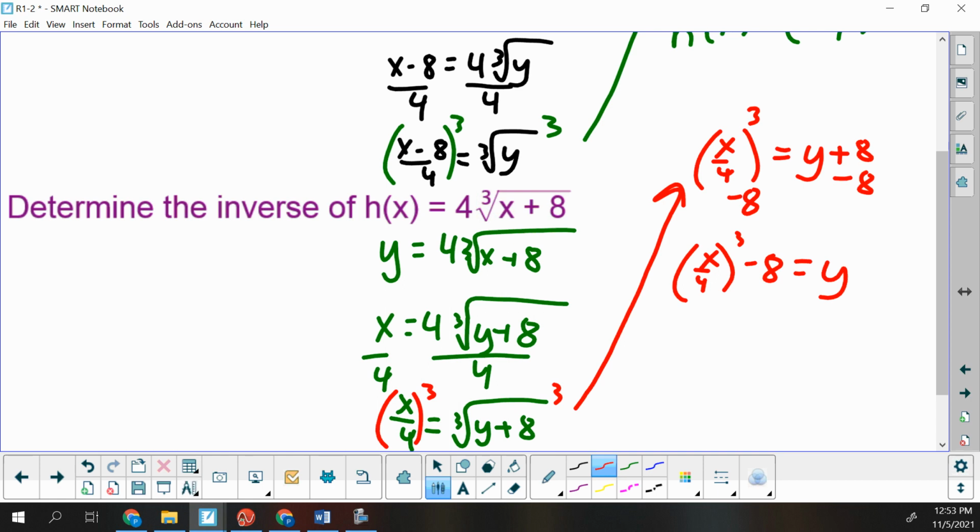To finish it off, we'll just put it in our inverse notation. H inverse of x is equal to x over 4 cubed minus 8. So notice that one slight difference in our original, whether the 8 was added inside the cubed root or outside, yielded slightly different results as well in our inverse.